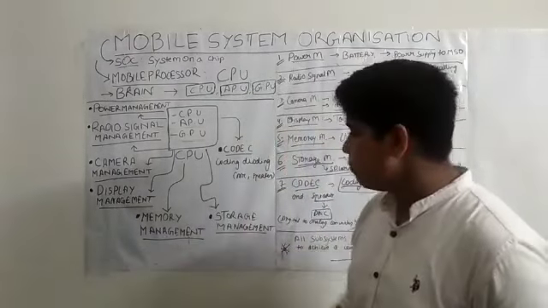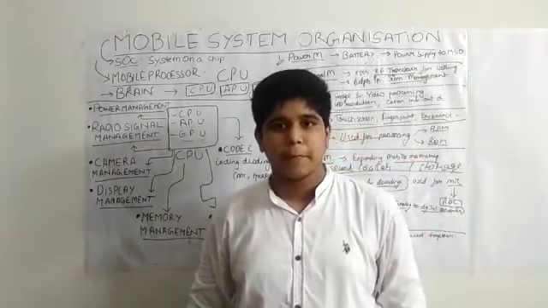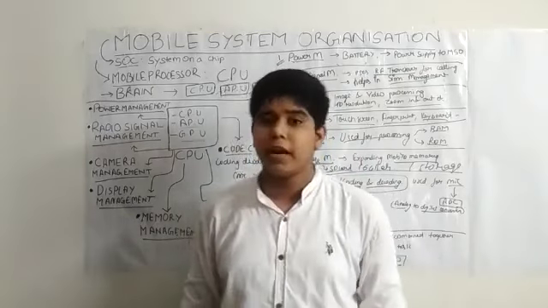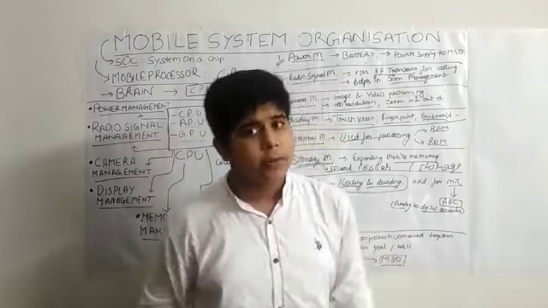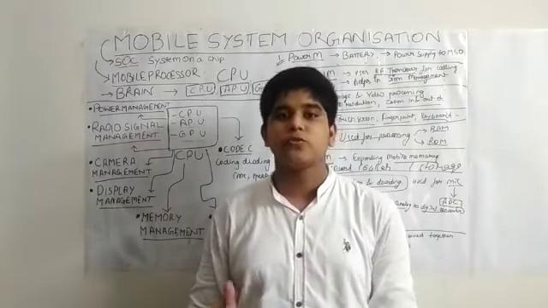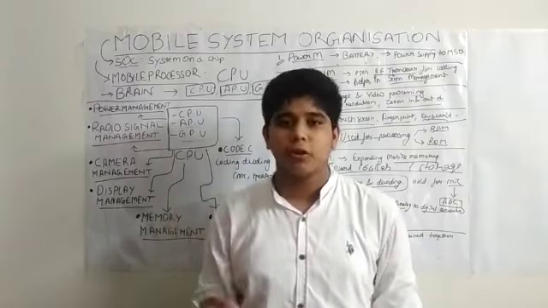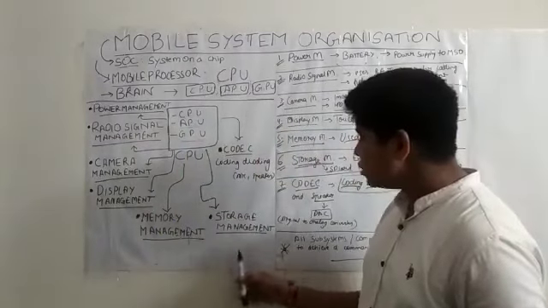Then the fifth number we have memory management. Memory management is mainly used for processing. Memory management has two parts, RAM and ROM. RAM, random access memory, is used for processing applications which are installed in the mobile system. Then ROM, which is read-only memory, is used for processing and storage of the pre-installed applications and softwares on the mobile system. Then we have storage management.